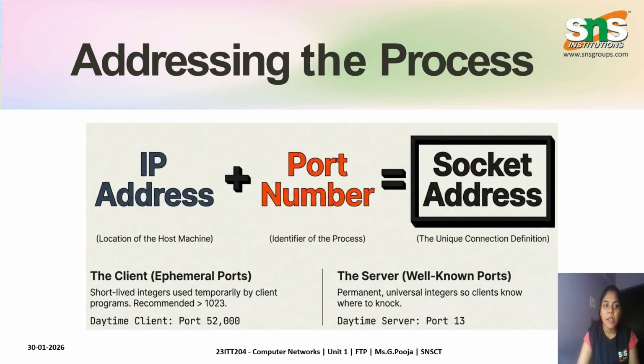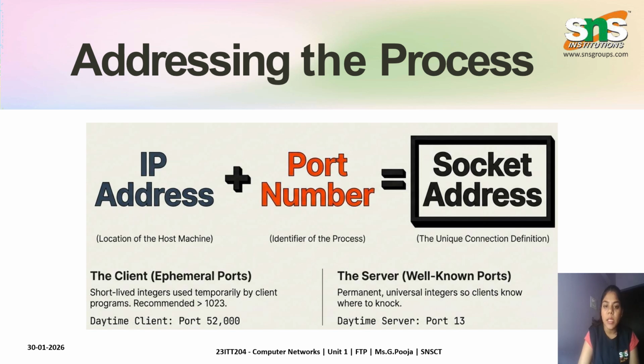And then this is called addressing the process. Here we have two different addresses: one is the IP address and the other one is the socket address. In between both we need the port number also. The IP address is to locate the host machine. For example, if you are routing some data in the network, this IP address will be used to locate where we should actually deliver the packets.